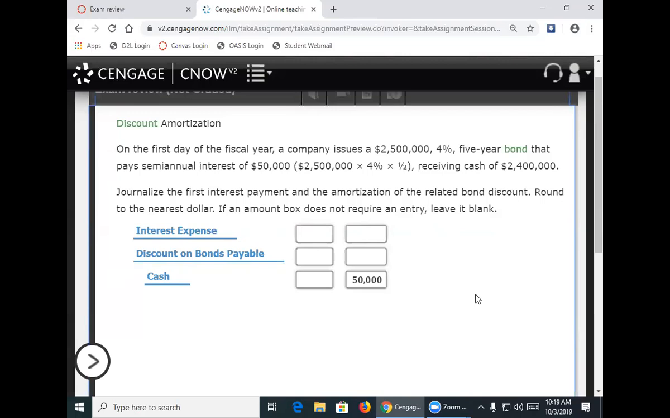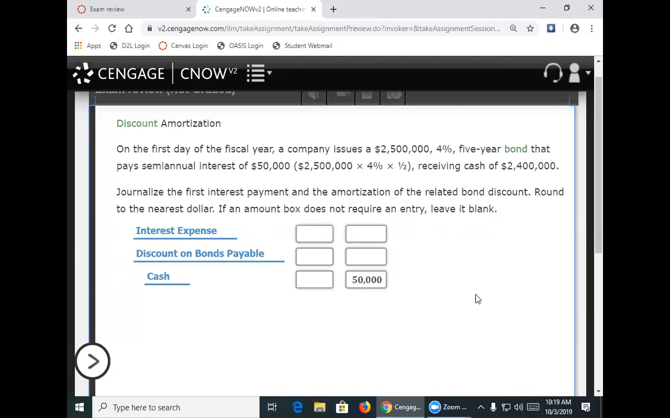Okay. So what's your discount amount? How much did we discount this bond? $100,000, right? It was issued face value of 2.5 million. We received cash of 2.4 million. So the first step is figure out your discount amount, okay? So your discount amount is the face value minus the cash proceeds, or 100,000. That's the full discount amount. Well, we want to spread this discount over the life of the bond. Well, we're going to make 5 years worth of payments twice a year.